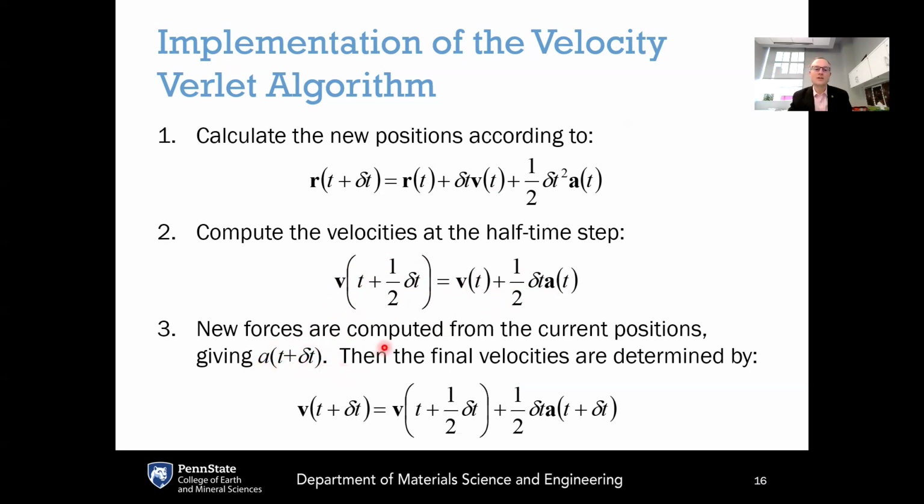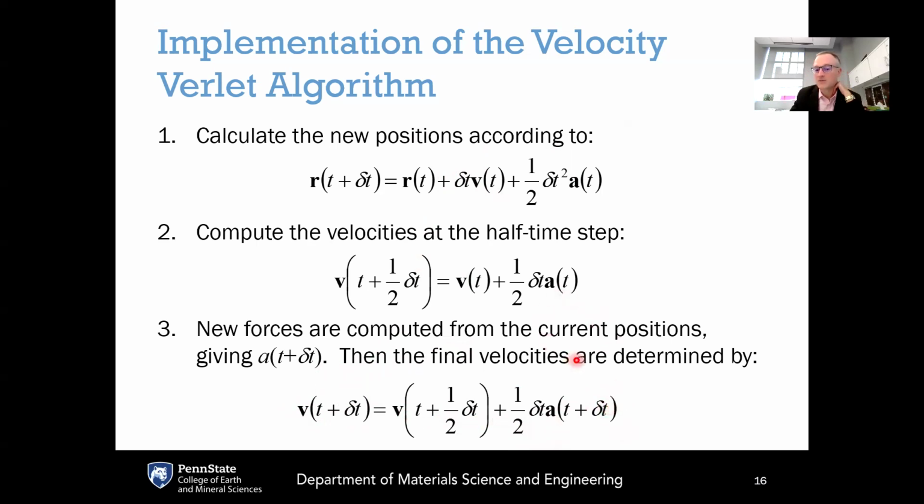And using that new acceleration based on this new position, we can get the final velocities. Taking the velocities all the way to the end of the time step, that is v of t plus delta t, which is equal to the velocity at the half time step plus the next half time step, so it's delta t over 2 times the acceleration at the new time step.